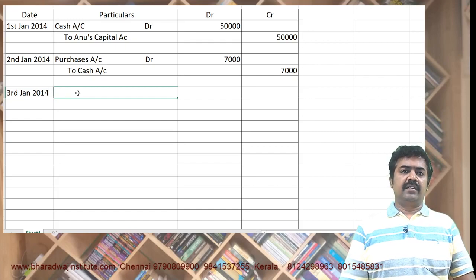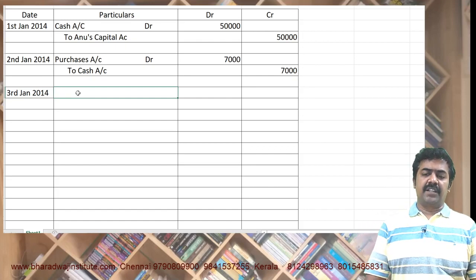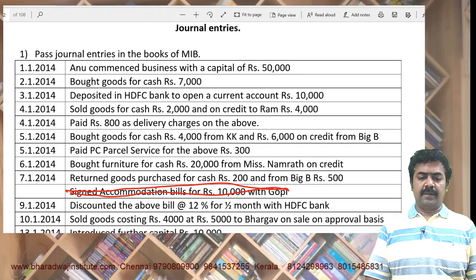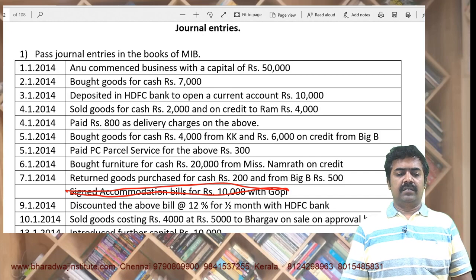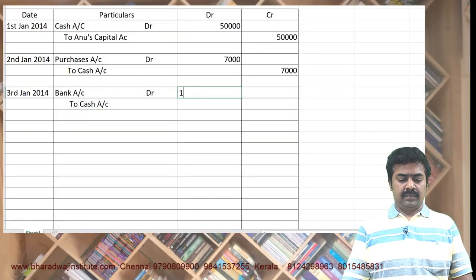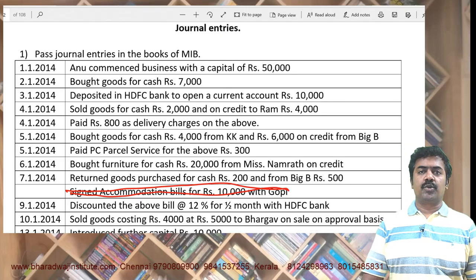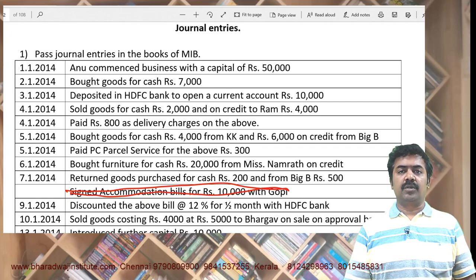What is the entry? Bank receives money. Bank is a personal account. So bank account debit to cash, credit what goes out. How much is deposited? 10,000. Right? Bank account debit to cash 10,000. Next, sold goods for cash 2,000 and credit to Ram.